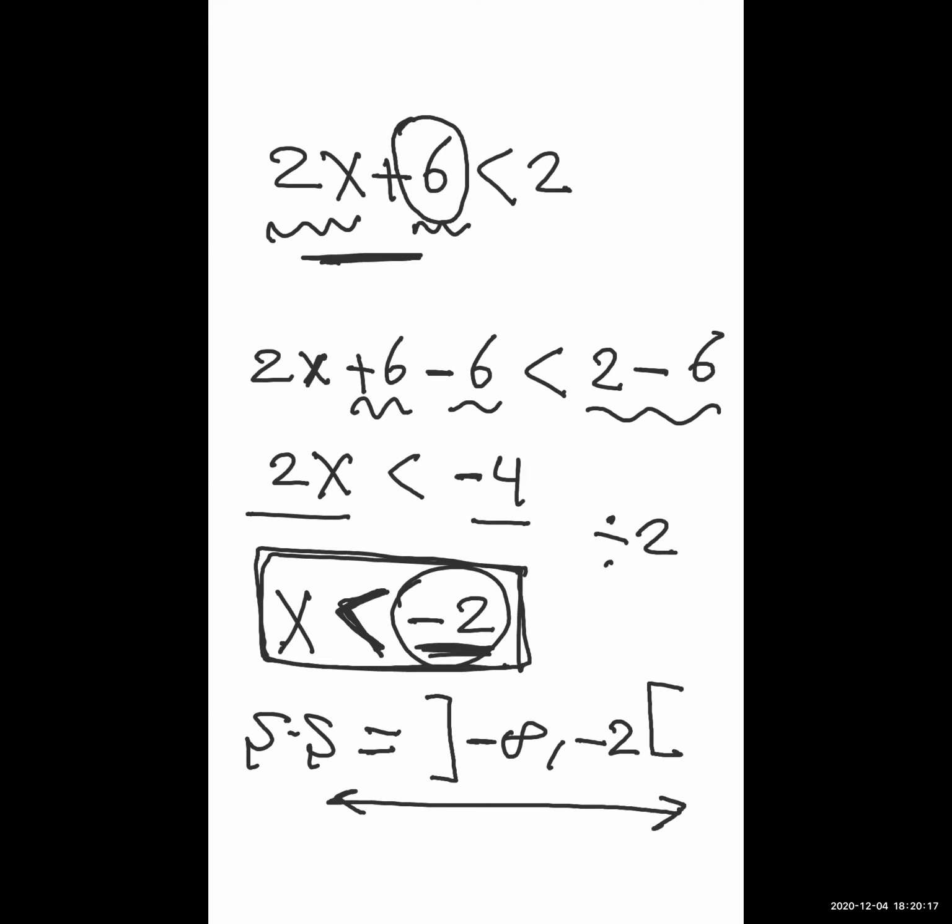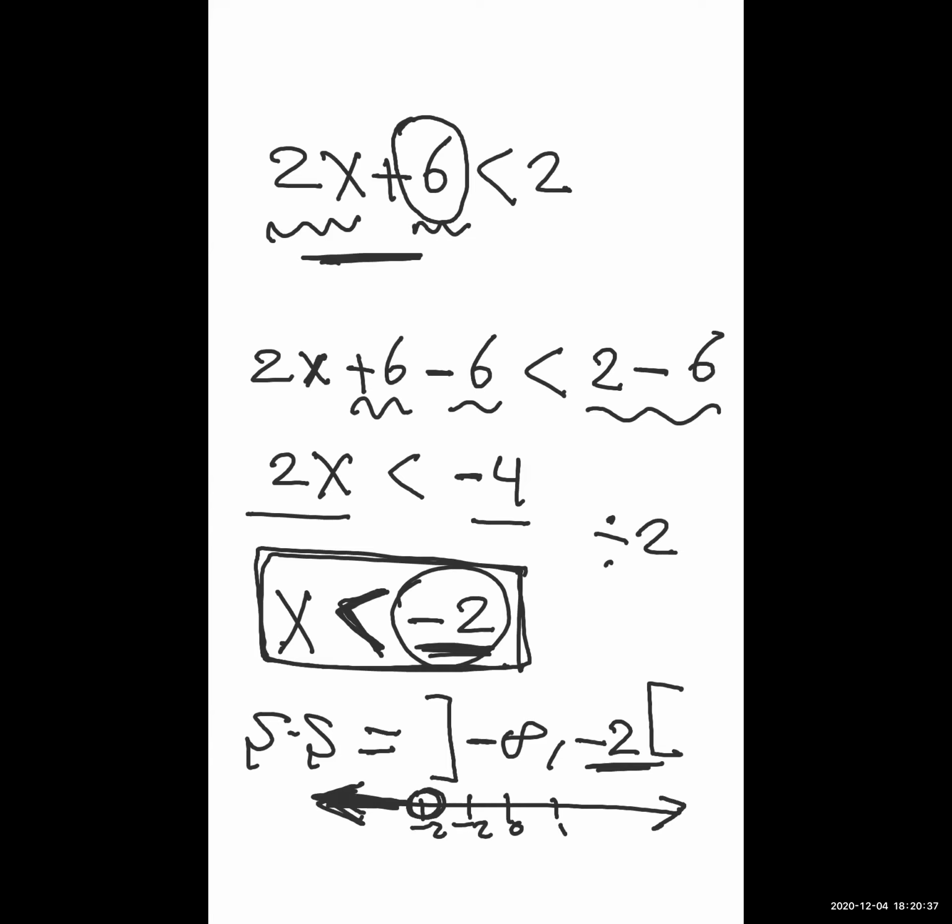Just draw the number line. This is 0, 1, and this is negative 1, negative 2, for example. Then it's open from the side of negative 2, so an unshaded circle, and shade the whole negative side because of negative infinity. Let's continue.